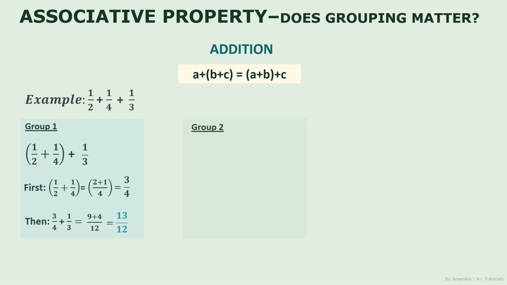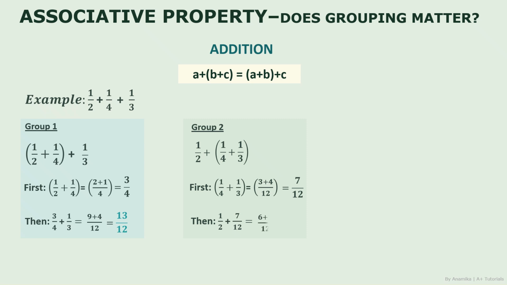Now let us look at group 2. This time we group the numbers like this: 1/2 plus 1/4 plus 1/3. Start with the bracket 1/4 plus 1/3. To add this, we take the LCM of 4 and 3, which is 12. So we write 3 plus 4 over 12, which gives us 7/12. Add 1/2 and 7/12. LCM is 12, so we write 6 plus 7 over 12, which gives 13/12. Same result again. Let's make it simple with marbles.